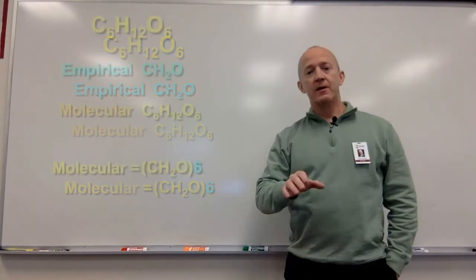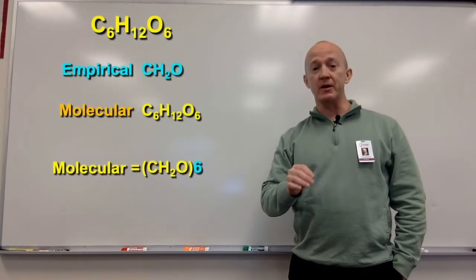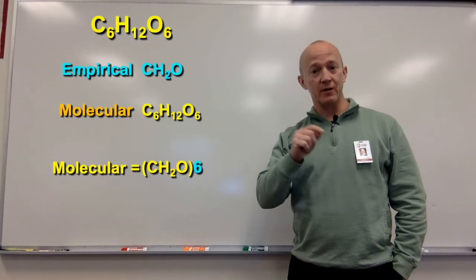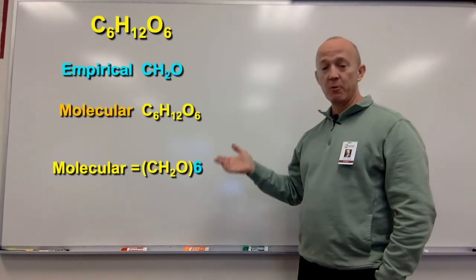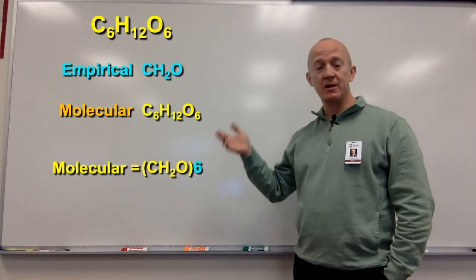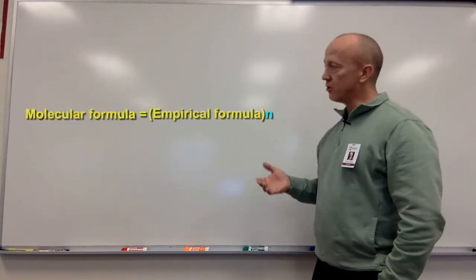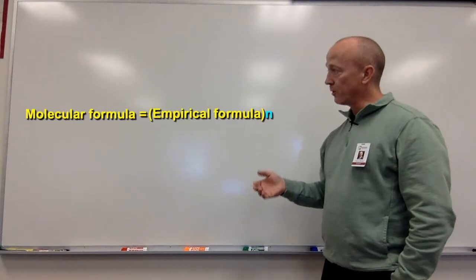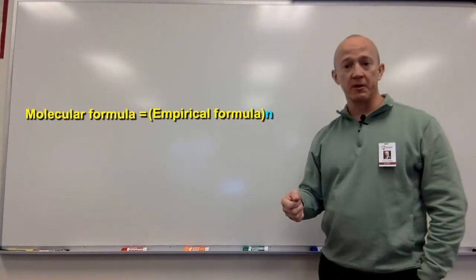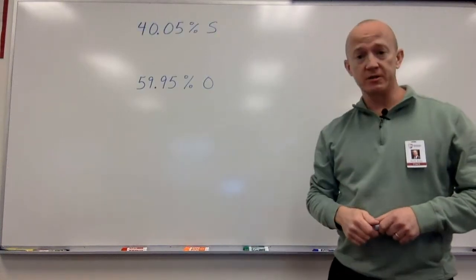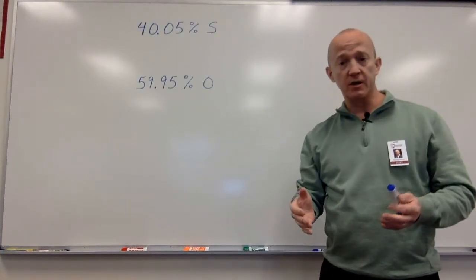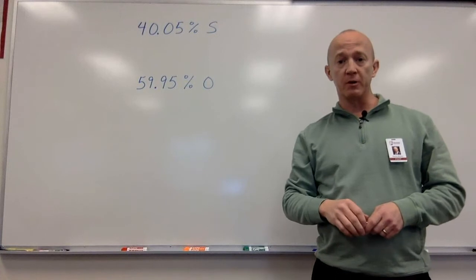CH2O. The molecular formula is always some multiple of the empirical formula. In this case, the molecular formula is 6 times the empirical formula, isn't it? We can show it this way. Molecular formula is equal to the empirical formula times some number n. Let me show you how you can take the percent composition and find the empirical formula.